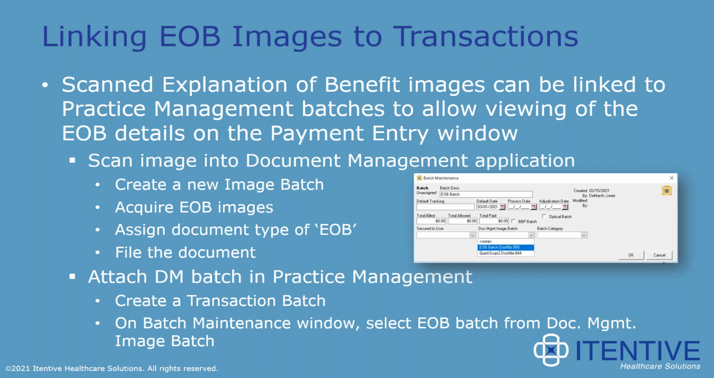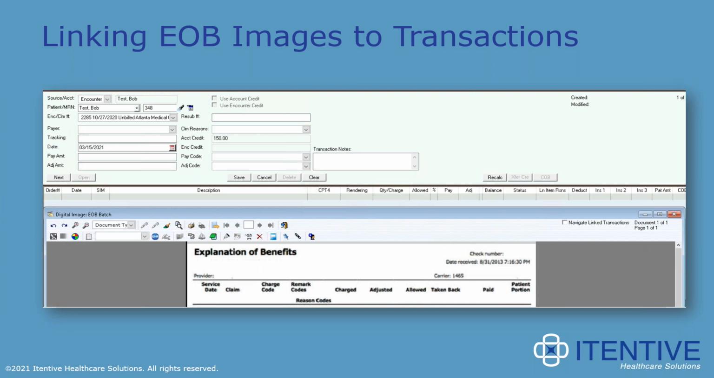The first step would be to scan those images into document management and assign the document type of EOB. Then our second step in practice management would be to open up that transaction batch, and under that document management image batch section, we would choose the correct batch from the list. This is how it would look for a user when they are in their payment window for that particular patient. Down along the bottom, they would have a separate window that would actually show the image of that explanation of benefits. So as they are adding or modifying those transactions, they're looking directly at the image all in one screen.